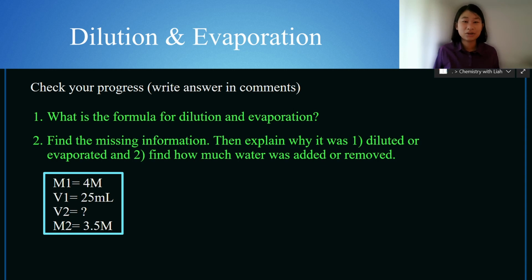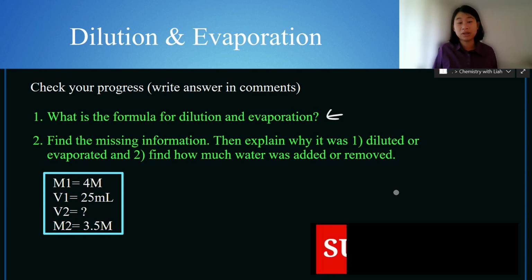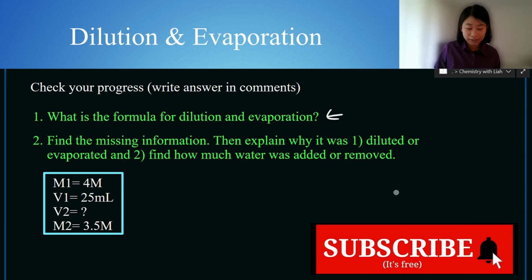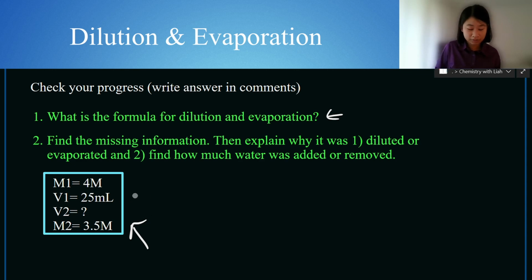Now it's time to check your progress on this topic. So question number 1 is just asking for the formula for dilution and evaporation. And the second part is very similar to the problems we were doing. So you're going to be finding the missing information in this blue box. Then you're going to explain why it was either diluted or evaporated. And then you're going to find how much water was added or removed.